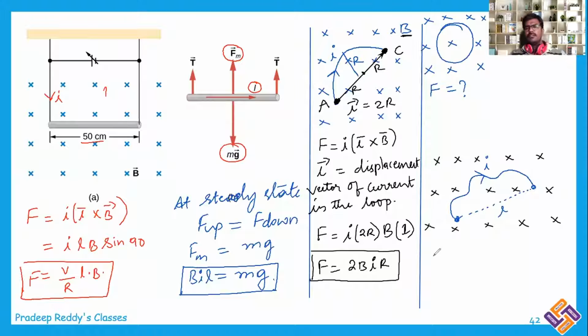And this force direction can be found by using Fleming's left hand rule. Magnetic field is inside and the current carrying conductor is in this direction. Force is exactly upward. Therefore, it will experience a force in the upward direction like this. Okay, that's the next example. Coming to the other one, we have a circular loop of radius r. This is a circular loop.